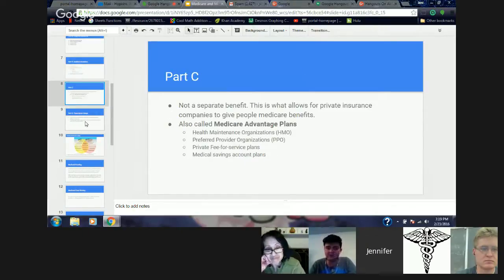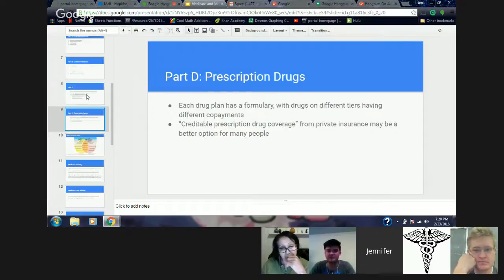Part C is different from the others because it's not a separate benefit. From what I've been able to research about Part C, this is what allows us to have private insurance companies giving people benefits. It's associated a lot with Medicare Advantage plans. So you've got HMOs, health maintenance organizations, preferred provider organizations, private fee-for-service plans, as well as medical savings account plans. The main thing to remember is it's not a separate service or coverage, but an addition to it.